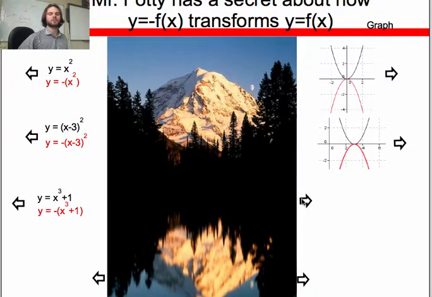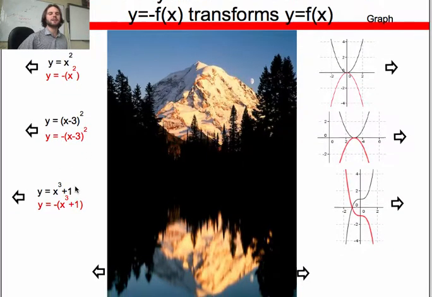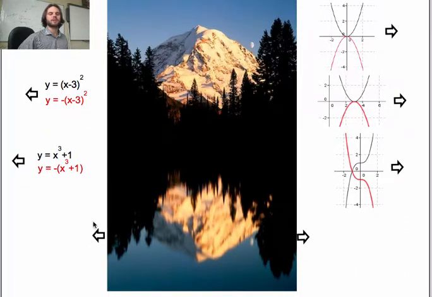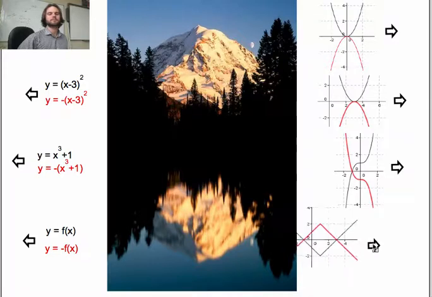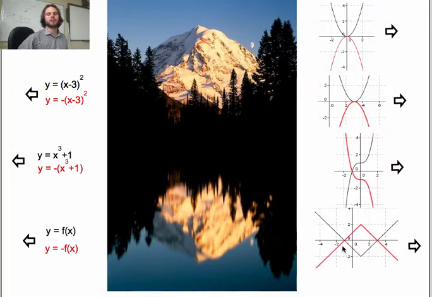We have x cubed. So here's the black equation, it goes like that. And here is my red equation, it goes like this. What is happening? What does this negative sign do if I put a negative outside, if I multiply the whole function by a negative? Okay, here's another one. What happens? There's my black equation, there's my red equation.